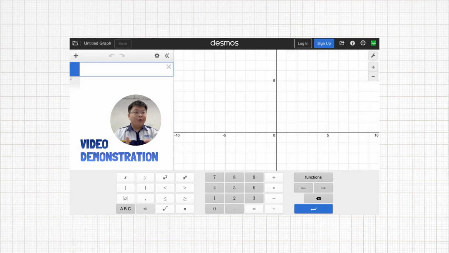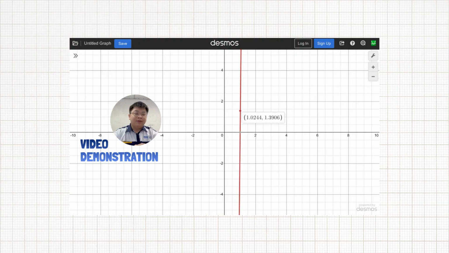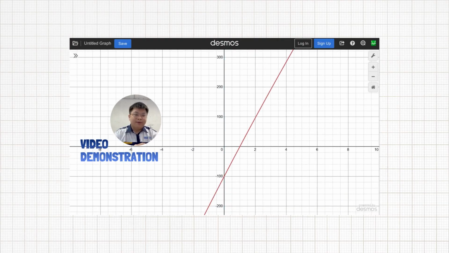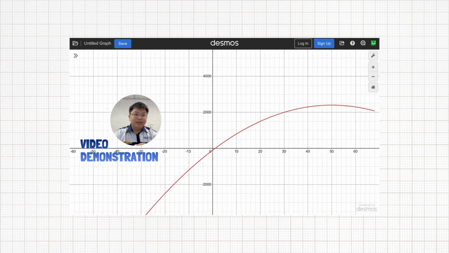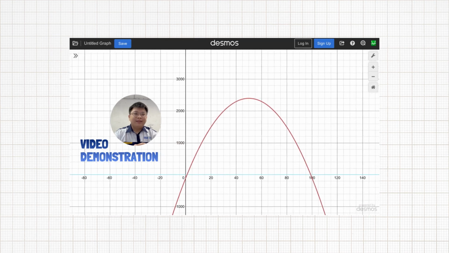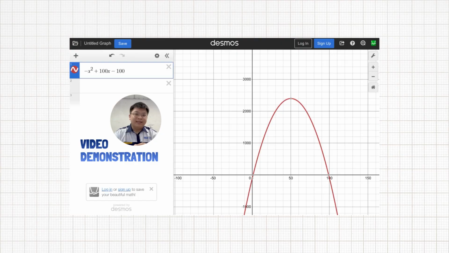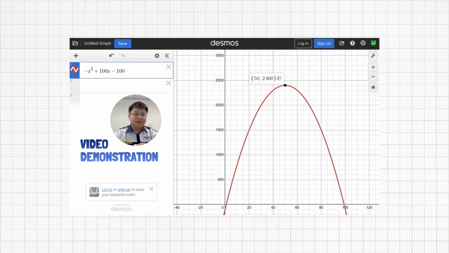First of all, we will insert the profit formula negative x squared plus 100x minus 100, and afterwards the graph is generated in Desmos, but we need to do a little bit of pinching because the scale might be too large to display on one screen. So we will do some pinching and a little bit more, and yep, that indicates the profit maximization graph. And at the point of 50 units sold, it will generate a maximized profit, which is 2,400.